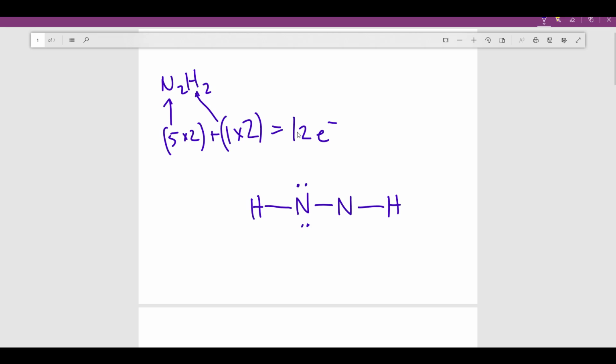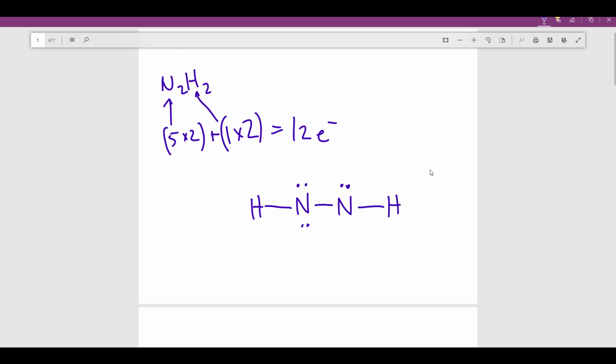Now that nitrogen's octet is fulfilled because it has a bond to the left, a bond to the right, and a lone pair, that's 2, 4, 6, 8. Now I have 2 more electrons in my count that I can put on this nitrogen. I'd like to put another lone pair on this nitrogen, but I can't because I only have 12 electrons in the system and I've used them up: 2, 4, 6, 8, 10, 12. I can't just magically conjure another pair of electrons somewhere.